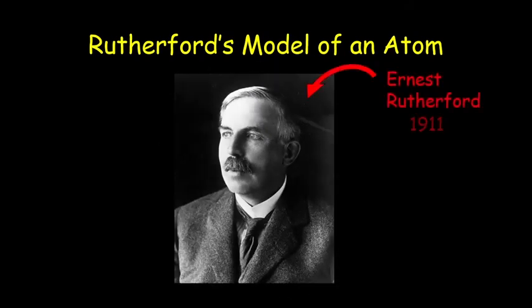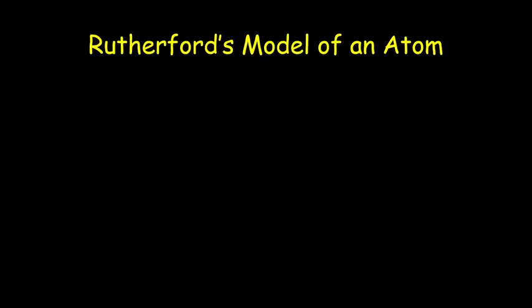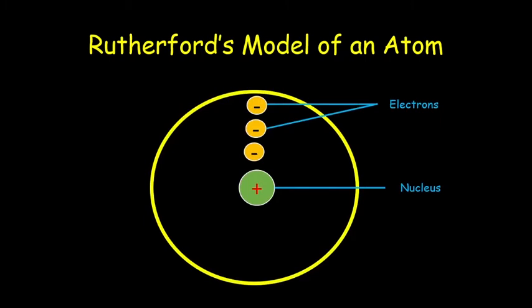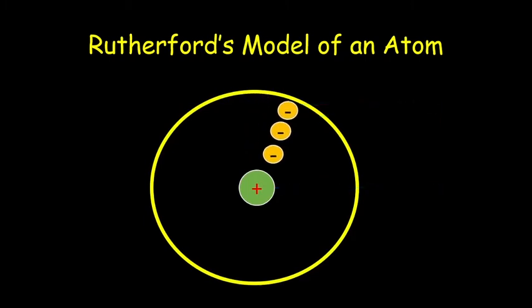Coming on to Rutherford, Rutherford's model of an atom was presented by this guy, Ernest Rutherford, in 1911. It consisted of a positively charged nucleus in the center which was much smaller in size than the atom. It also consisted of electrons that revolved in circular paths around this nucleus.